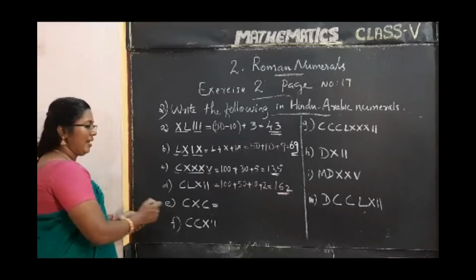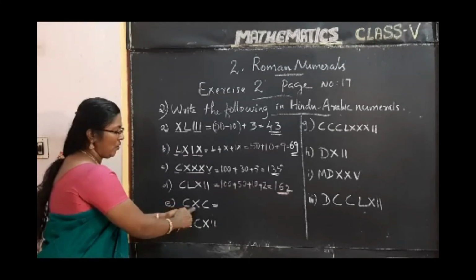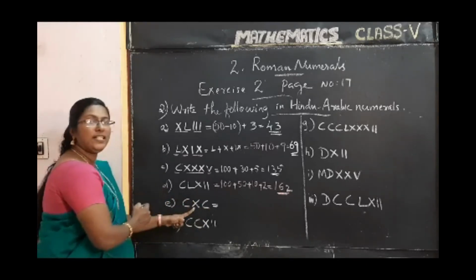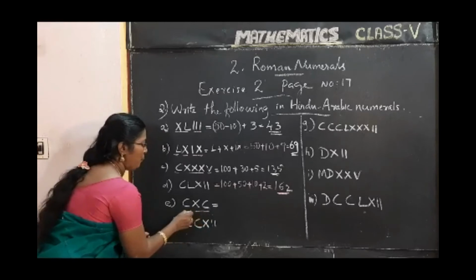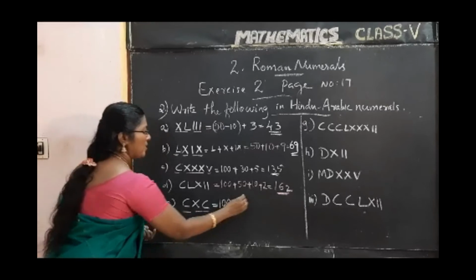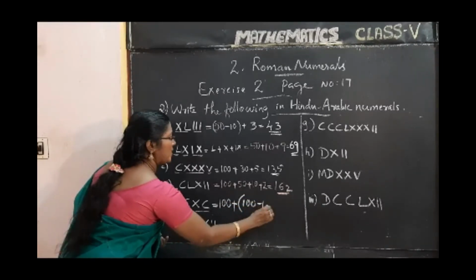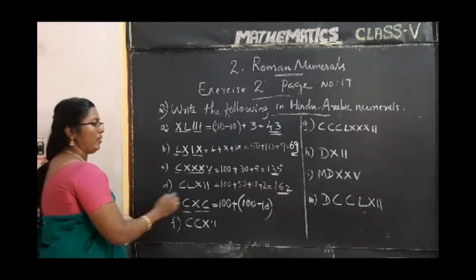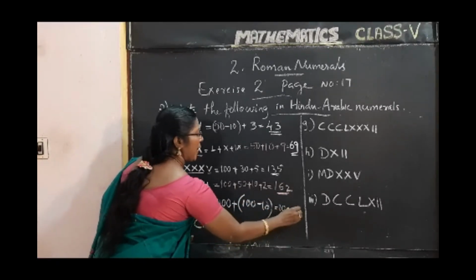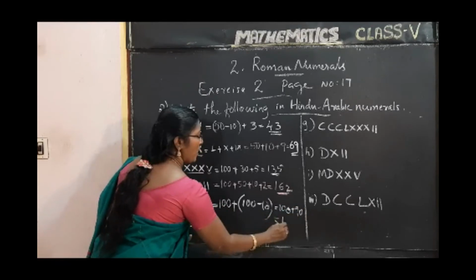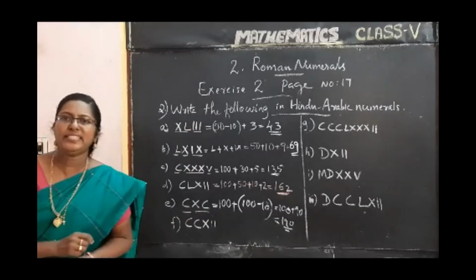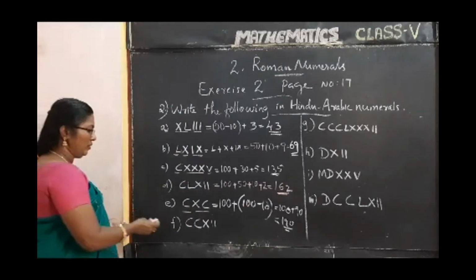Again the next one, CXC. Here C is greater than X, so addition. And X is less than C, the right side is a greater number. So when we group in this way, C makes 100, plus XC, which is 100 minus 10. So 100 plus 90 equals 190. This number is 190. Okay.